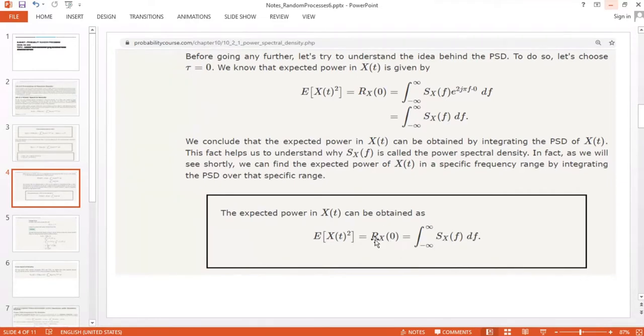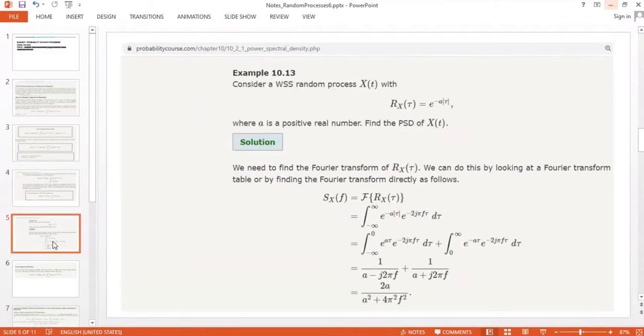Either you use R_X(0): if someone has given you R_X(tau), you substitute tau by 0, you will get the expected power. Or if someone has given you the power spectral density S_X(f), you take its integration with respect to f within the domain minus infinity to plus infinity, and whatever you get, that is the expected power of X(t). So we'll see one example.